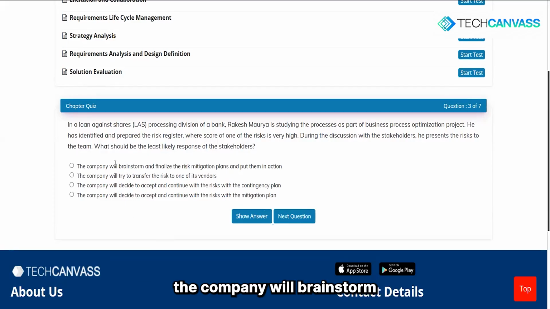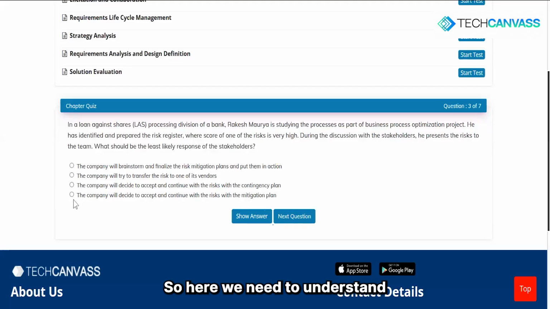Option one: the company will brainstorm and finalize the risk mitigation plans. The least likely response. Okay. Anyone else with a different opinion? What is the least likely response? Look at the question carefully. The risk is already out. No, option B, I think, because the risk is already identified. Transfer the risk to one of its vendors. Is it? No, I'm saying option D, D as in Delta: the company will decide to accept and continue with the risk with a mitigation plan.